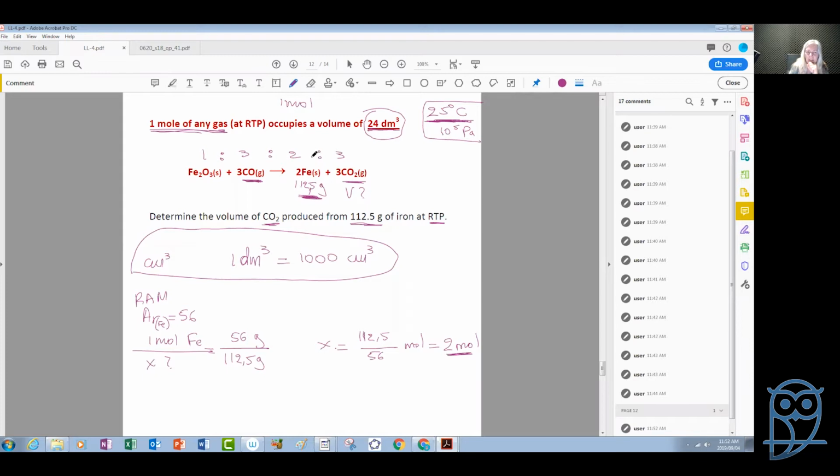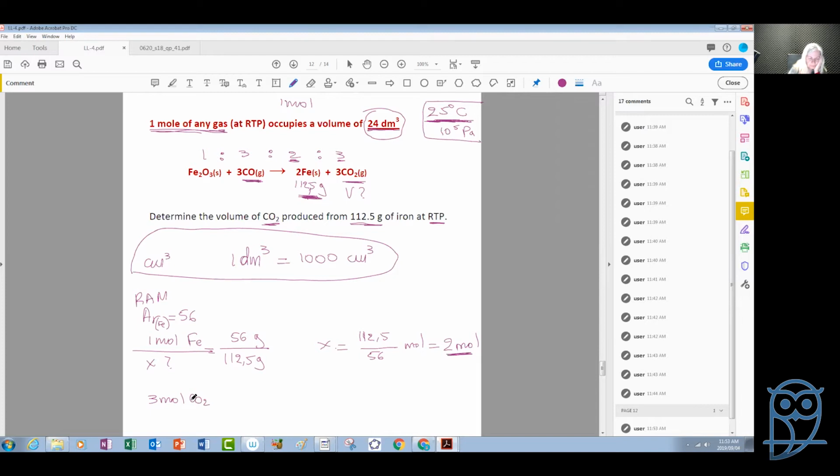The ratio given by this reaction, determined by this reaction, is 2 to 3. So we know that if 2 moles of iron are produced, the moles of carbon dioxide produced are 3 moles, because look at this, 2 moles to 3. So we have 3 moles of carbon dioxide produced.